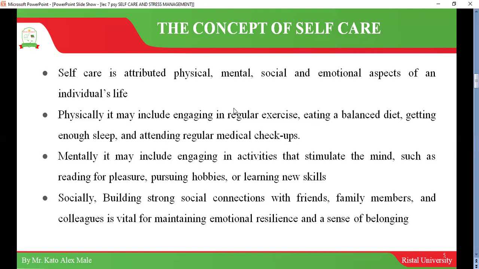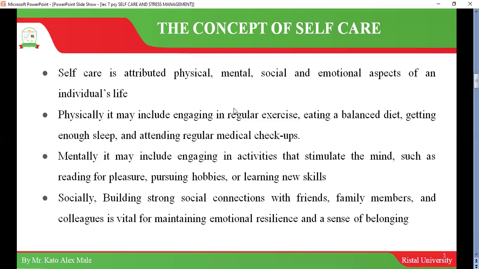Then mentally, it may include engaging in activities that stimulate the mind. This may include reading for pleasure, like you try to read novels, stories, you get it? Pursuing hobbies, like some people enjoy watching movies. Some people play games, video games, others play physical games. In other words, you're trying to engage in your hobbies as one of the aspects of self-care. Also learning new skills as a major aspect.